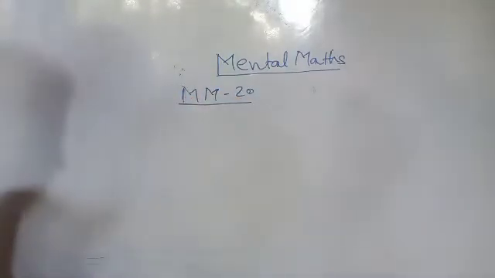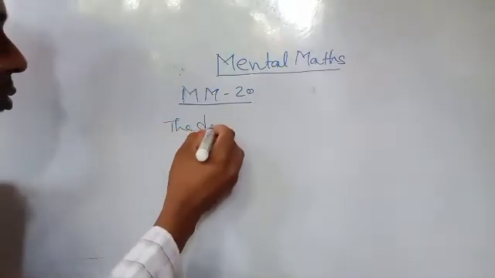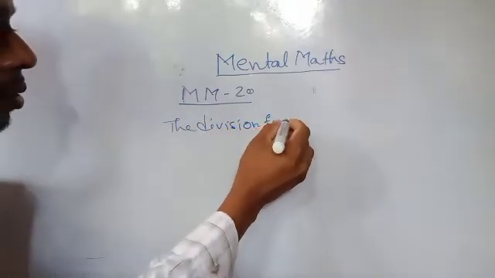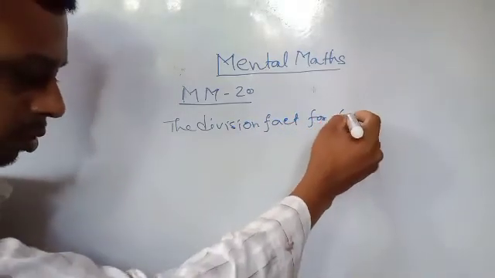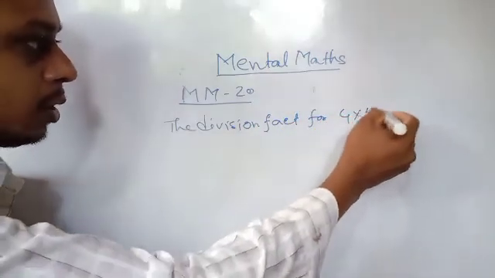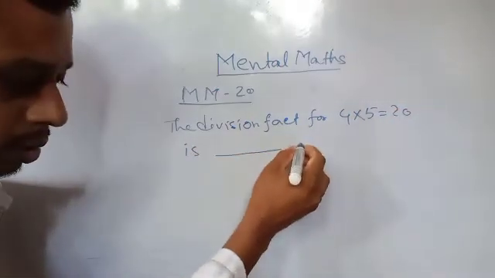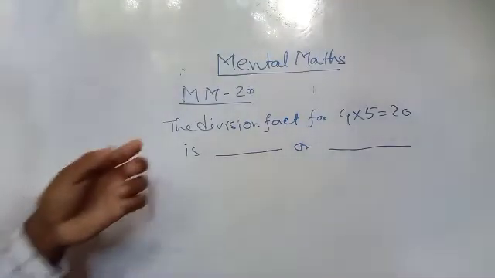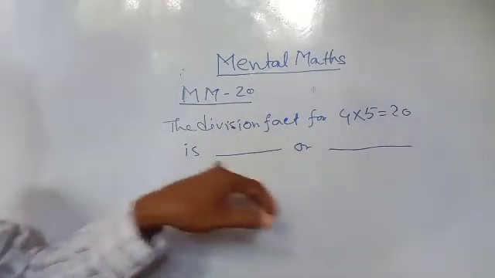In mental math 20 you have to write the division fact. The division fact for 4 into 5 equal to 20 is dash or dash.